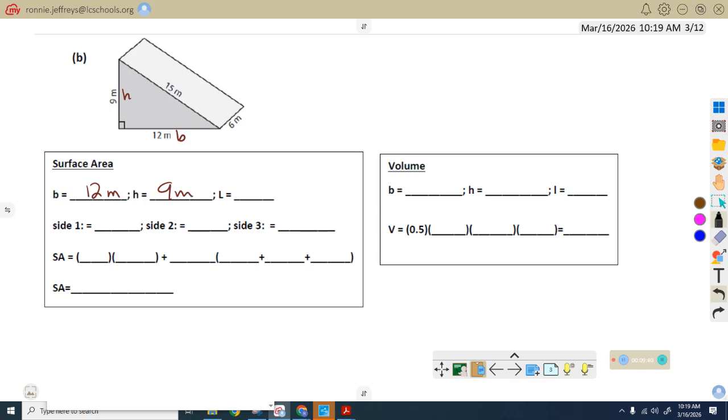Alright. So, now, what's going to be our length on this? 6. Now, again, this could go in the same order. It doesn't matter. We could say 12, 9. Now, side 3 is a little different. What measurement are we going to put in here? 15. So 12, 9, 15.